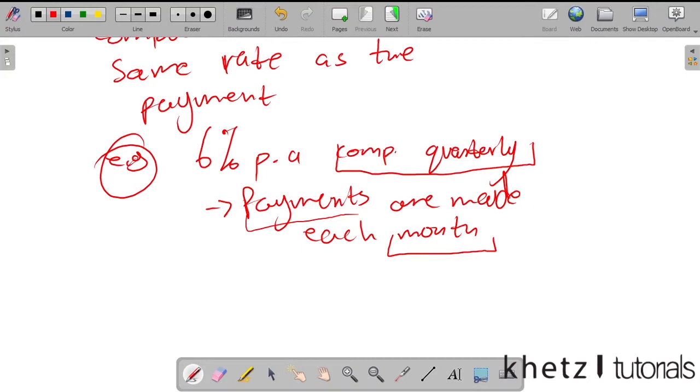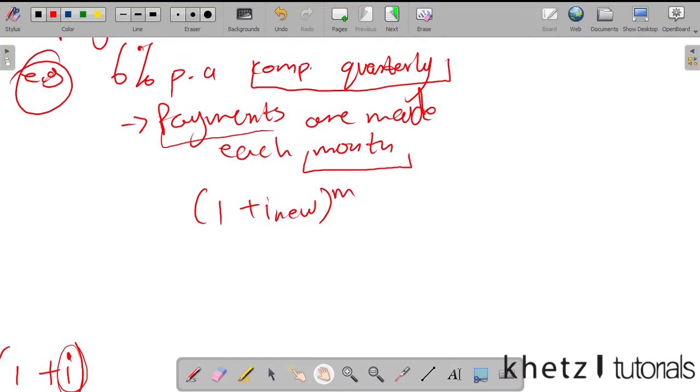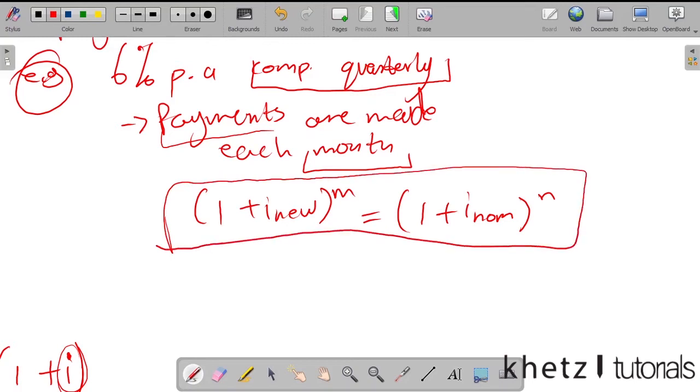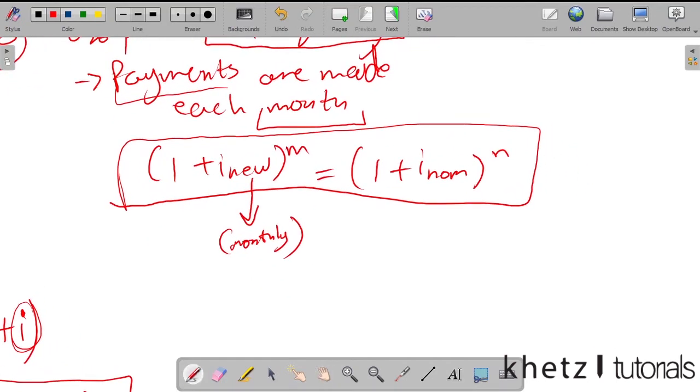And so what you do to transform your quarterly interest rate to match the monthly payments, we now want to transform the interest rate compounded quarterly into an interest rate compounded monthly, so it matches the payments. So this is the formula that you basically use. And i new would be your new interest rate, which you want to convert to. In our case, we want to convert to a monthly interest rate. And your i norm would be the one which you currently have.